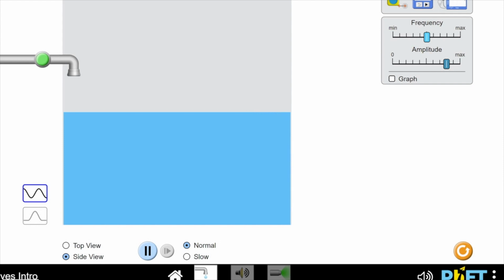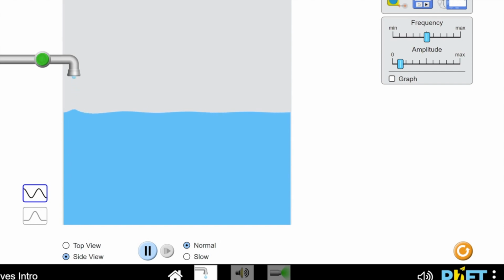Okay, I've changed the frequency now to somewhere near the middle, and this time I'm going to change the amplitude. If you look at the top right, I'm just going to take the amplitude down to something quite small. Put the tap on. And you can see the drips are quite small, and the height of the waves is really small.